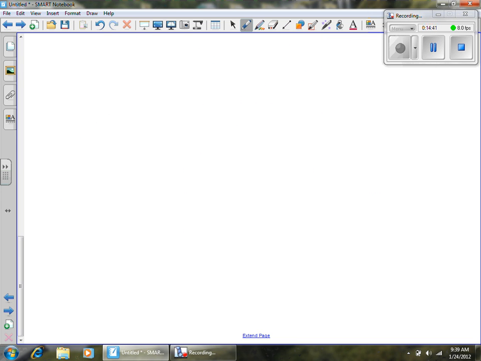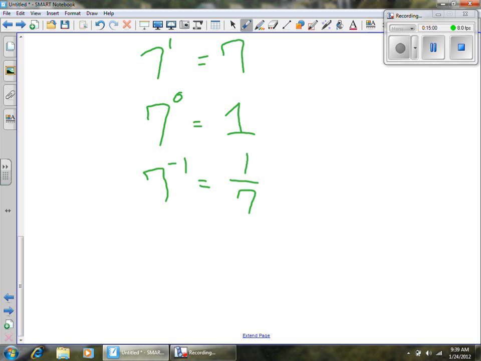And then we also learned in the video today that any non-zero number to the 0 power is 1. So that would mean 7 to the 0 power is 1. Whereas 7 to the negative first, well, 7 to the first is 7. So 7 to the negative first, 1 over 7. This works for any non-zero number. If you try to raise 0 to the 0 power, that will be undefined.